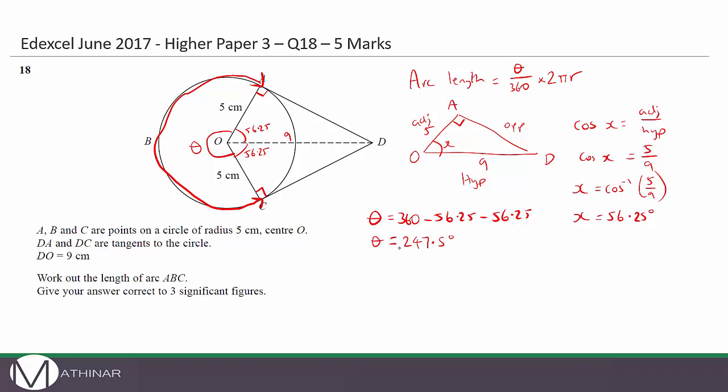So now that we know that theta is 247.5 degrees, we can substitute it into the arc length formula from above. So our arc length is equal to theta, which is 247.5 divided by 360 times 2 times pi times r, which is 5. And we can type that all into our calculator in one go.